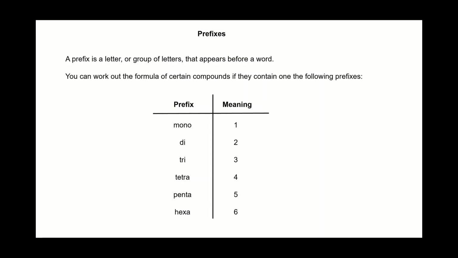Notice that most of these prefixes are familiar from everyday life. For example, a tricycle with the prefix tri has 3 wheels. Let's look at carbon monoxide. This name literally means 1 carbon and 1 oxygen. The formula is therefore CO. Notice that both letters are capital.